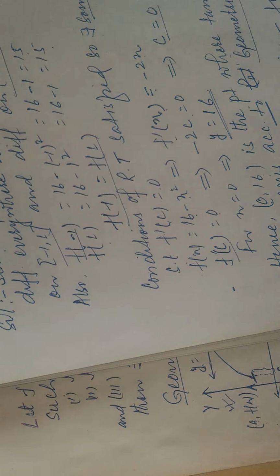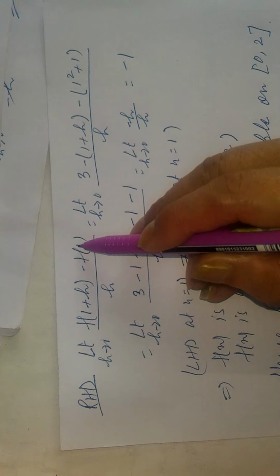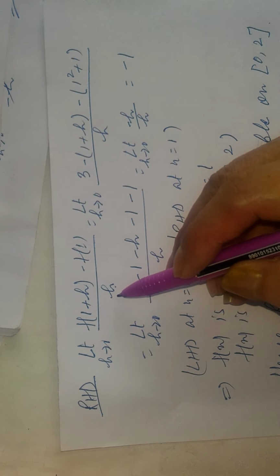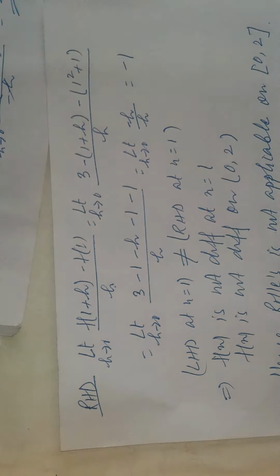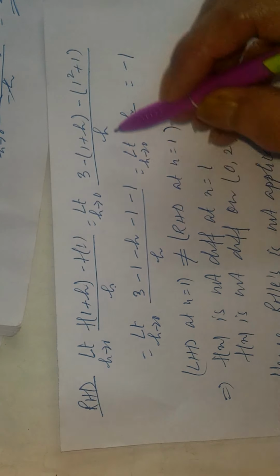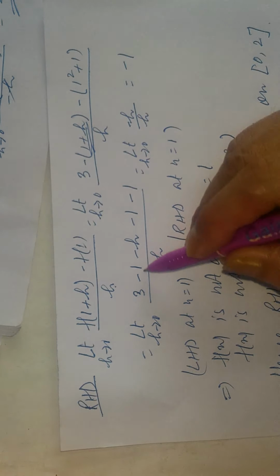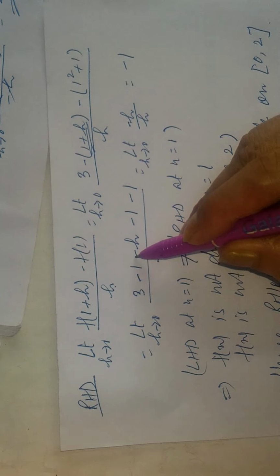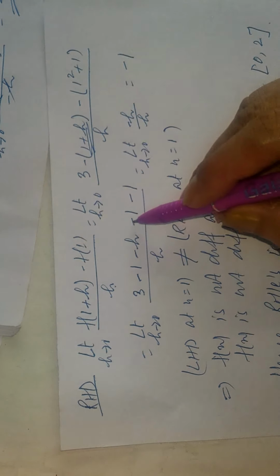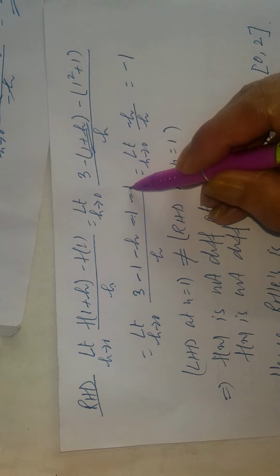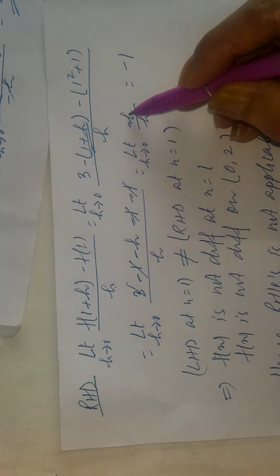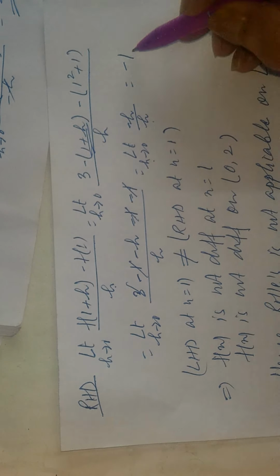Now the right hand derivative: it is the limit as h tends to 0 of f of 1 plus h minus f of 1, divided by h. For the right hand derivative the function is 3 minus x, so we will be replacing x by 1 plus h. So it is 3 minus 1 minus h, minus f of 1, which is 3 minus 1 is 2, so they all get cancelled. So you are getting the limit as h tends to 0 of minus h by h, which is equal to minus 1.